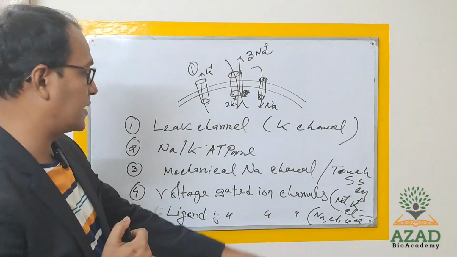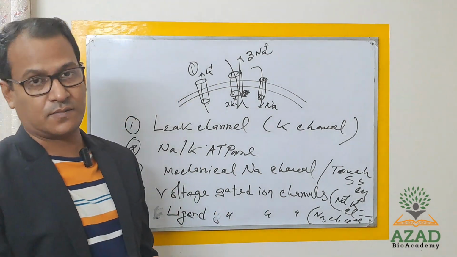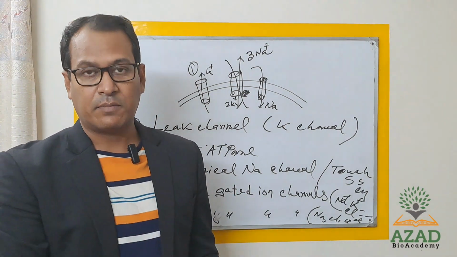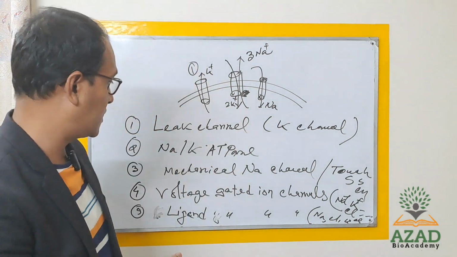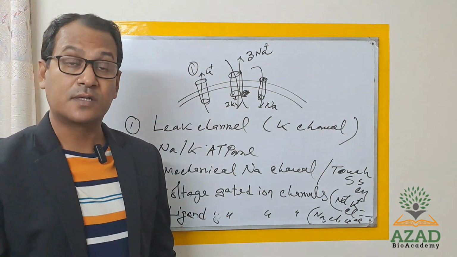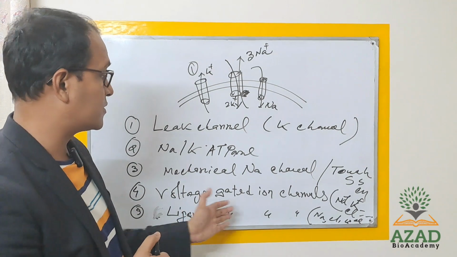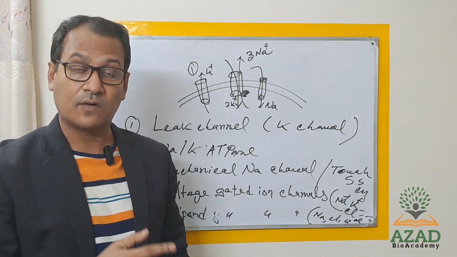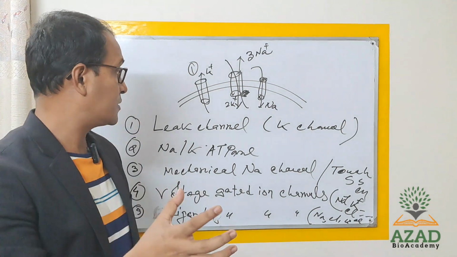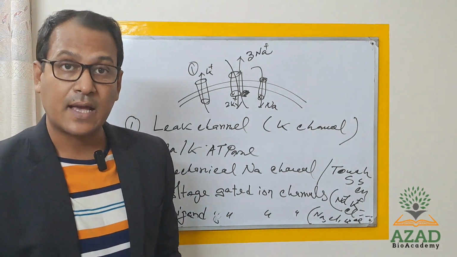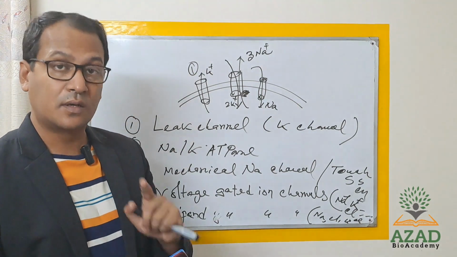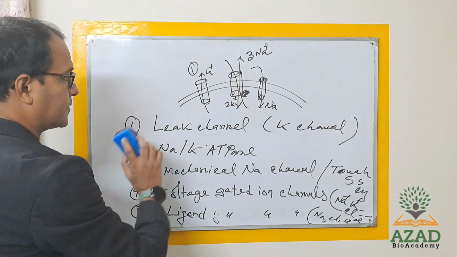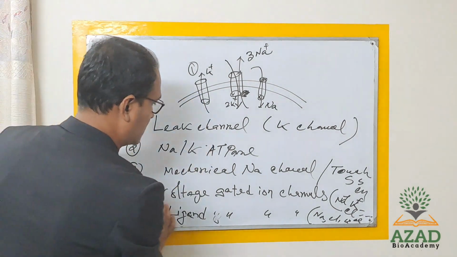Okay, and the ligand gated ion channels: the ligands are basically neurotransmitters, hormones, and other biochemicals which work on a specific receptor, and that receptor will control the ion channels. So this is the basics of the ion channels which are responsible for the action potential. Okay, so now we will go into details. Action potential.